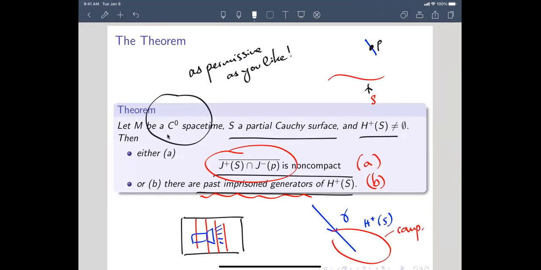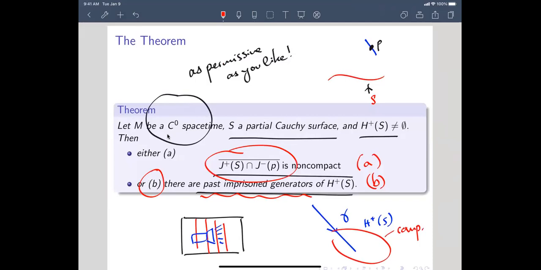It's not that the intersection with the slice is non-compact, and it's not that strong causality fails. Rather, it's the following guy. B, by the way, is worse than the failure of strong causality. So B is a much more pathological occurrence than just strong causality failing. So in that sense, it's stronger than what was conjectured.